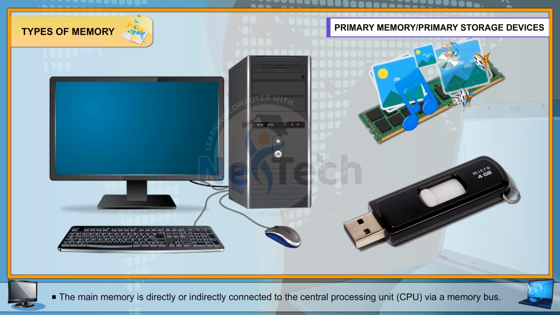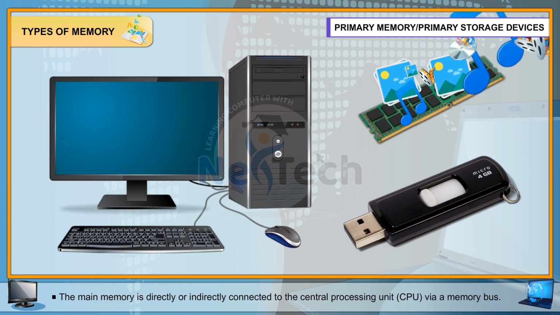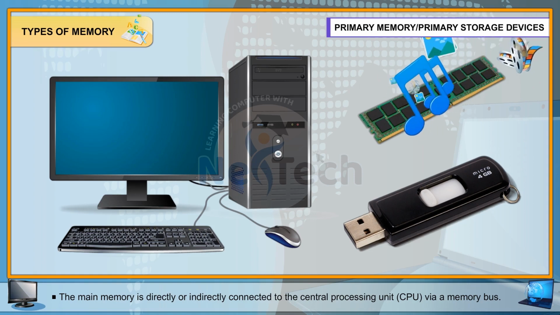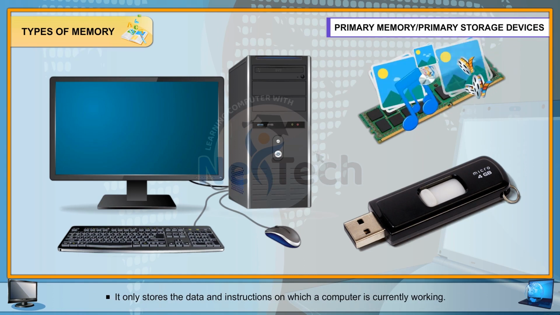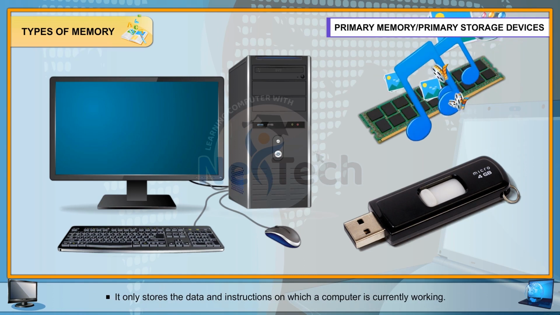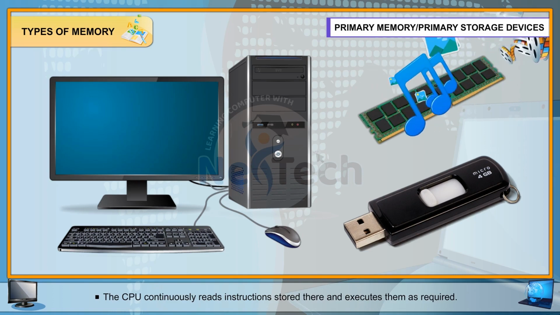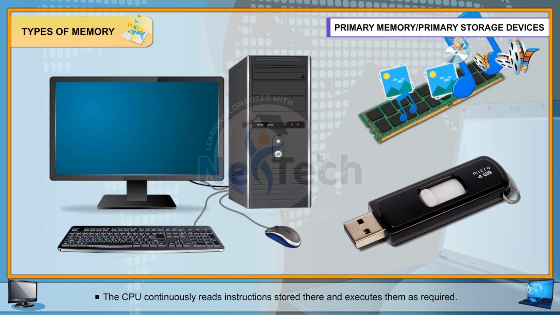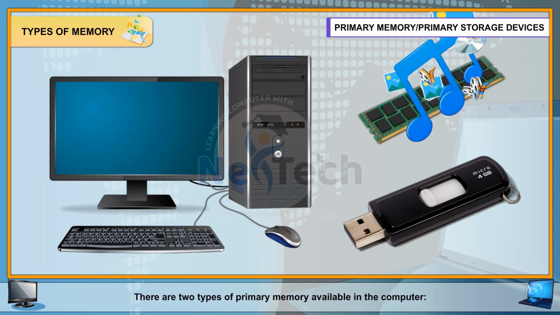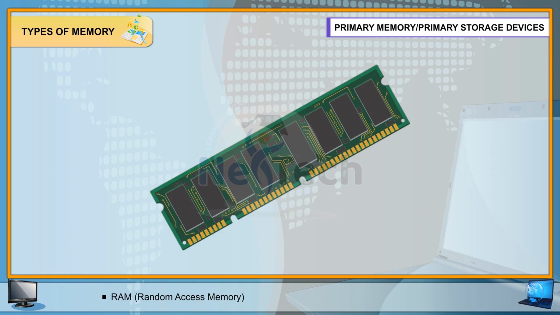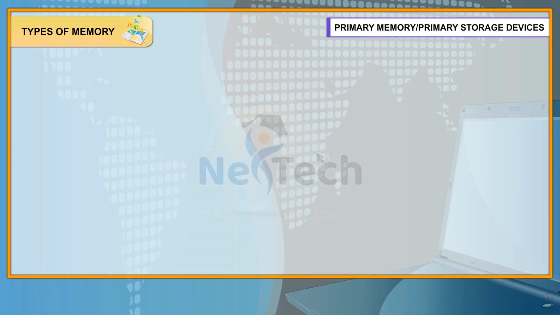The main memory is directly or indirectly connected to the central processing unit, CPU, via a memory bus. It only stores the data and instructions on which a computer is currently working. The CPU continuously reads instructions stored there and executes them as required. There are two types of primary memory available in the computer: RAM, random access memory; and ROM, read-only memory.